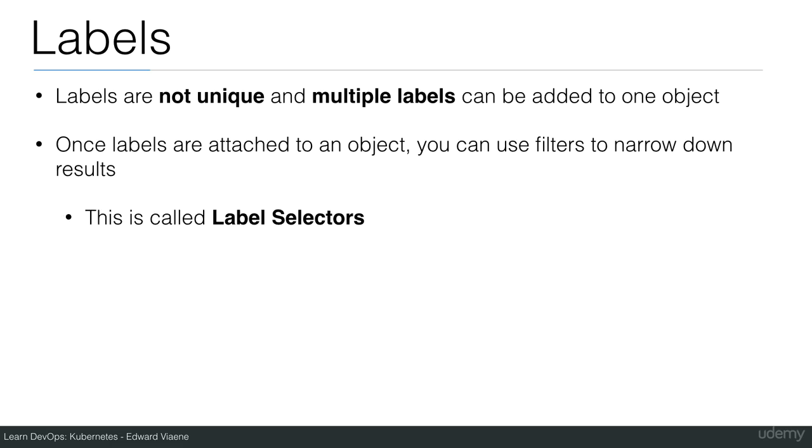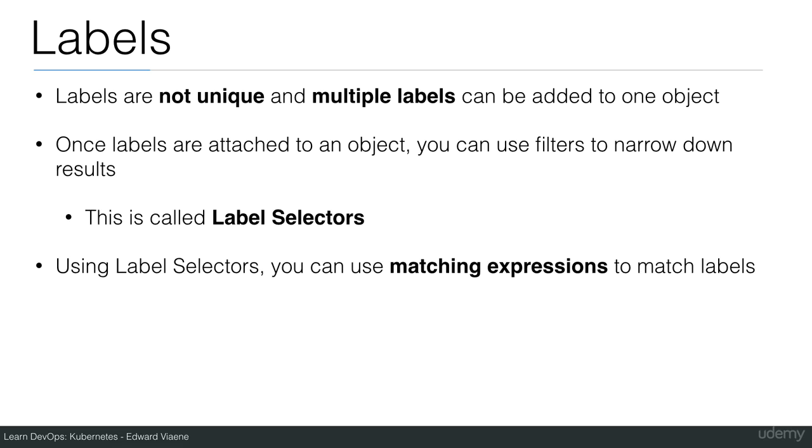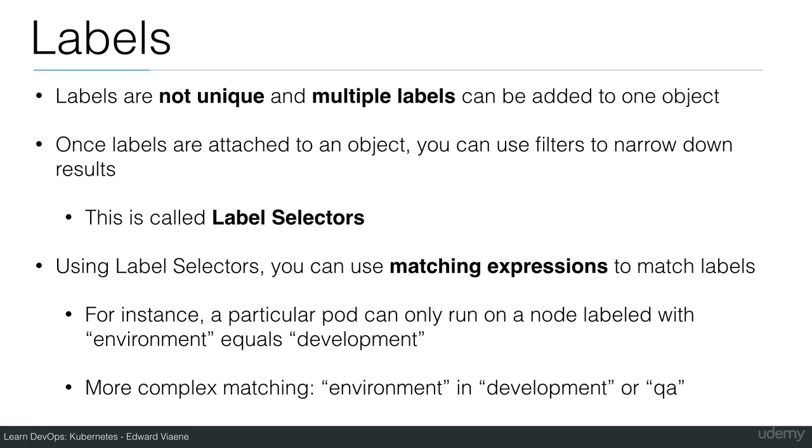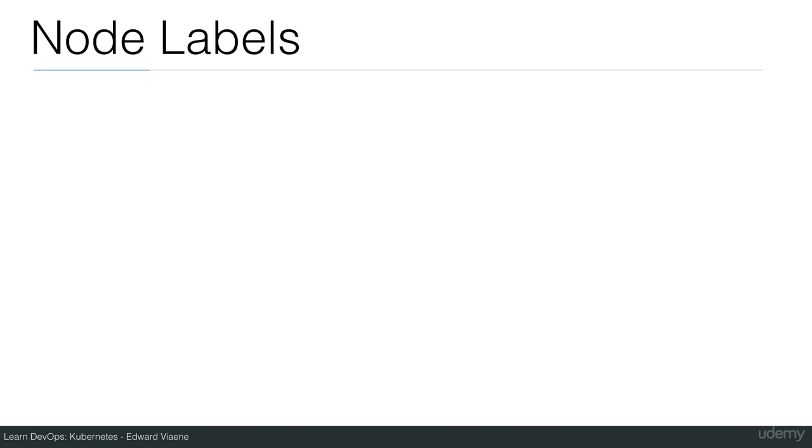This is called the label selectors. Using label selectors, you can use matching expressions to match the labels. For instance, a particular pod can only run on a node labeled with environment equals development. More complex matching is also possible. You can say environment needs to be either development or QA. In earlier lectures, I have been using node labels for the services. The services had a label selector to select the correct pod that the service was going to be for.